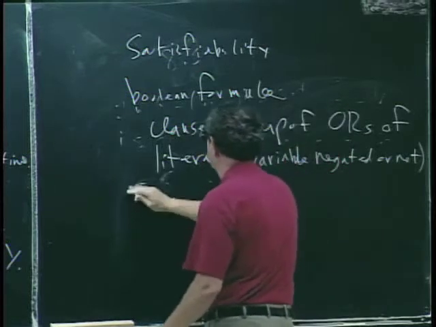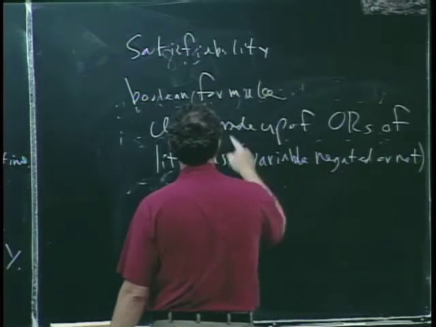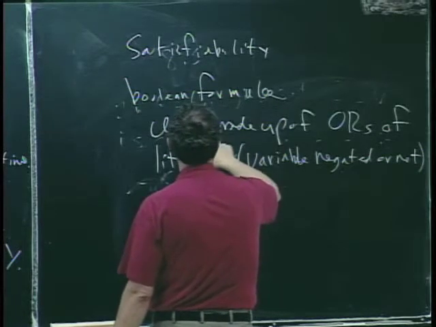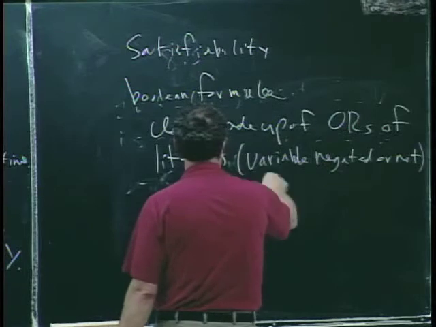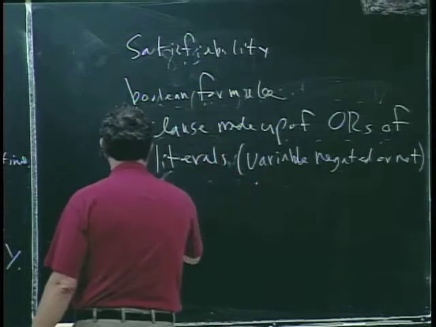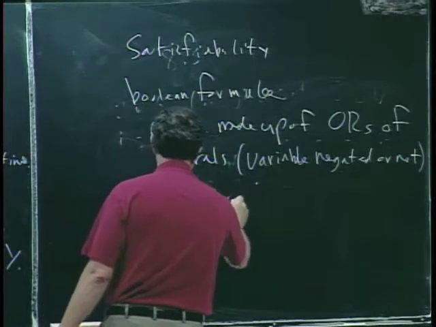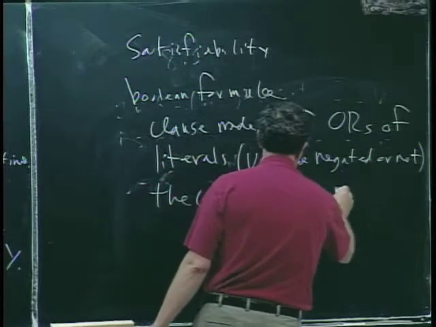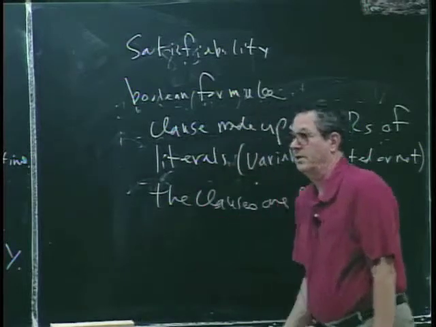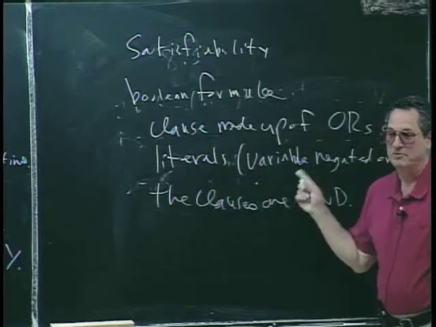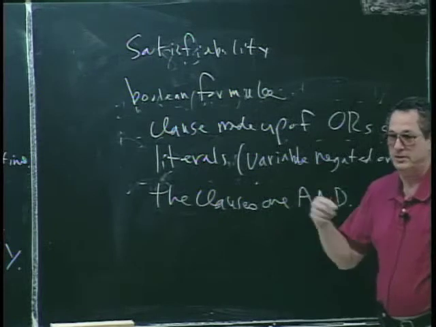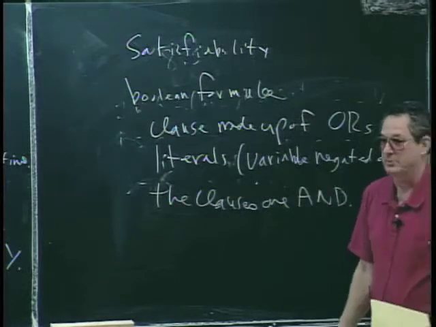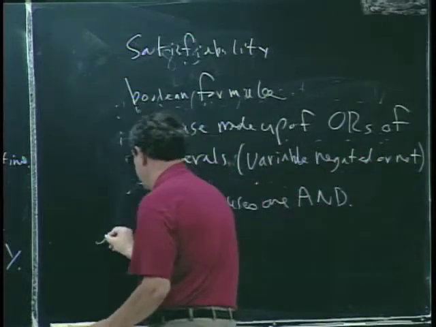Okay, too many words. A Boolean formula is made up of clauses, made up of ors of literals, and then the clauses are anded. Okay, I'm sure everybody has seen Boolean formulas in one class or another. You may not have called them that, and you probably didn't make it as obscure sounding as what I've just done here. Well, let me just give you an example.